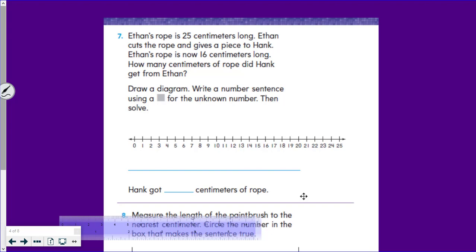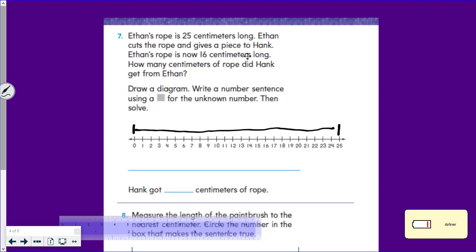Let's go to the next page. All right, Ethan's rope. So we got to draw a diagram for this. So his rope is 25 centimeters. So that's our whole thing. Ethan cuts the rope and gives a piece to Hank. Ethan's rope is now 16 centimeters long. So we're going to start here because he gives some to Hank, and then what he has left is 16. So he gives this part right here to Hank.